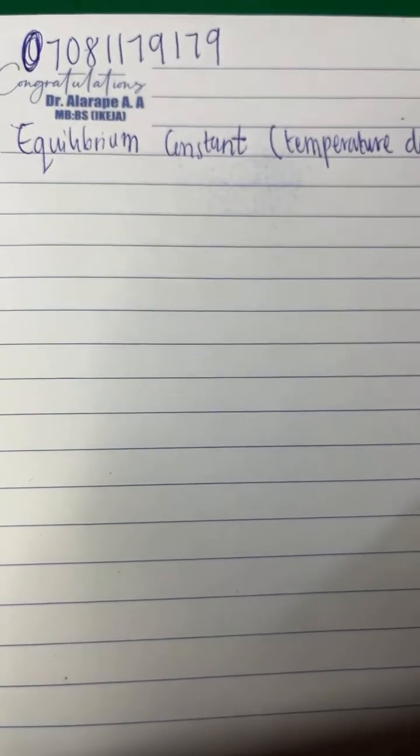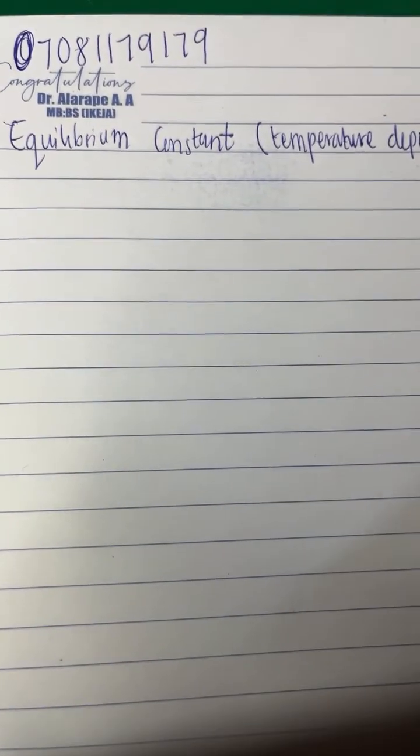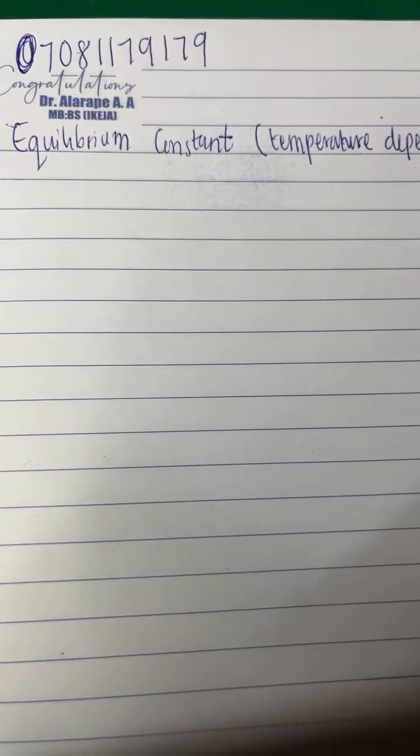Now I want to tell you how the equilibrium constant is always gotten. Do you want me to explain step by step how it is gotten, or should I just give you the formula? Because Jamb cannot ask you step by step how it is gotten. It is just the formula that you need for your Jamb exam. I want to hear from you.